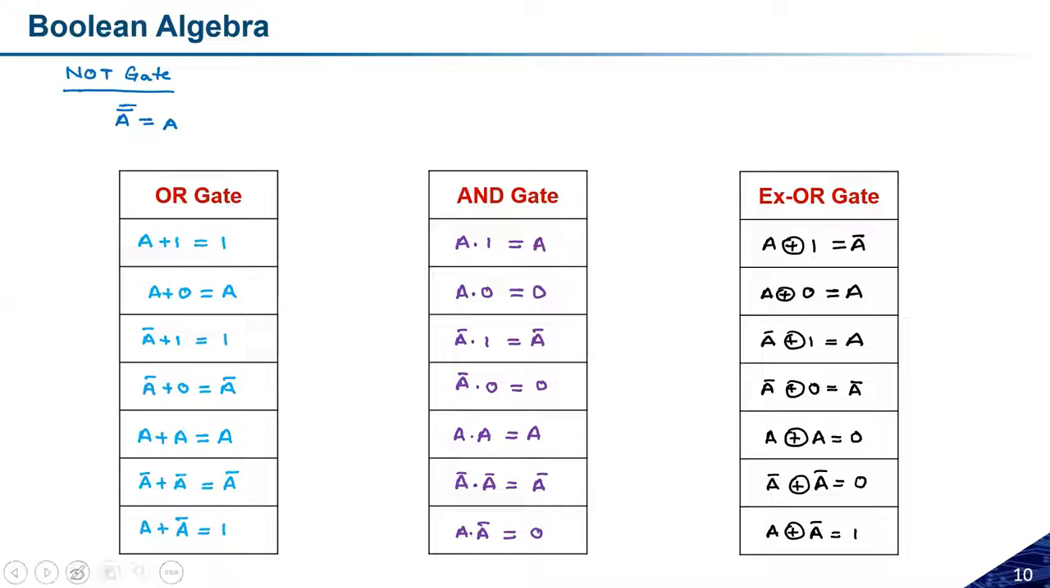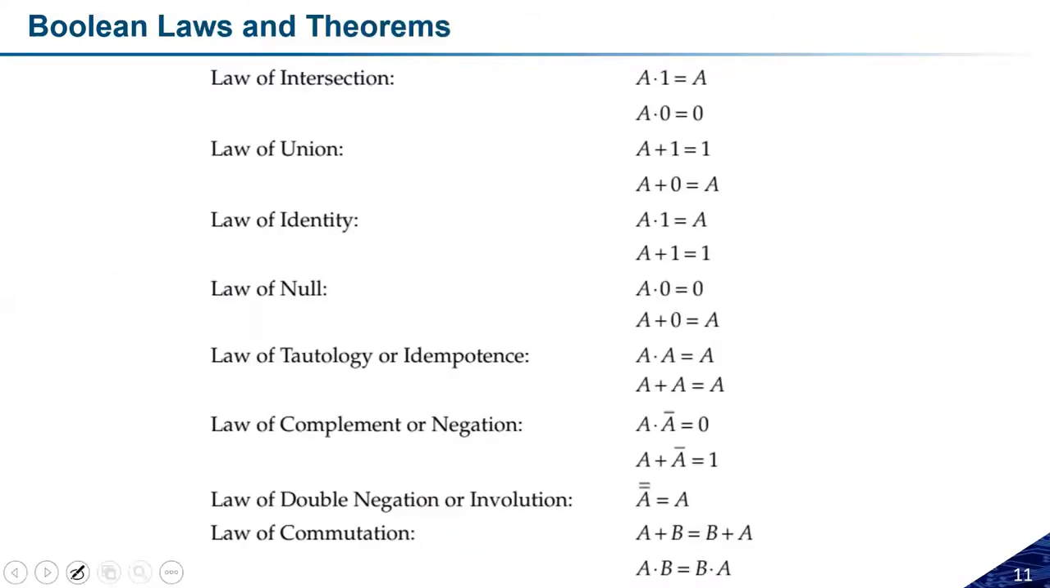Okay. So there are some Boolean laws and theorems, and these laws are like this. Boolean laws and theorems. The first law is the law of intersection. Okay. So the law of intersection is like A dot 1 is A, and A dot 0 is 0. So this is what we call the law of intersection.